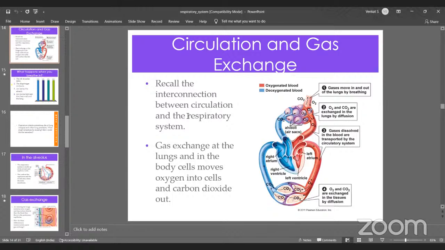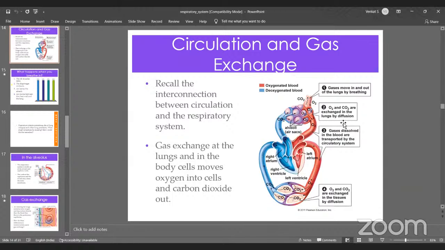So recall the interaction between the circulatory and respiratory systems. The circulatory and respiratory systems depend on each other. The gases move in and out of the lungs by breathing. The oxygen and carbon dioxide are exchanged in the lungs by diffusion.